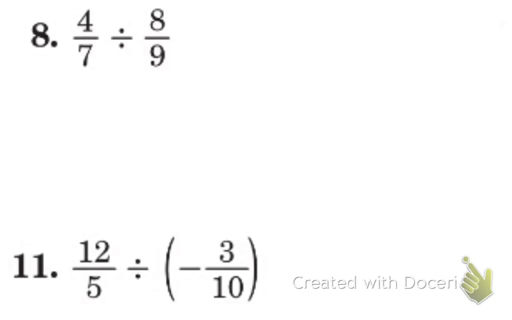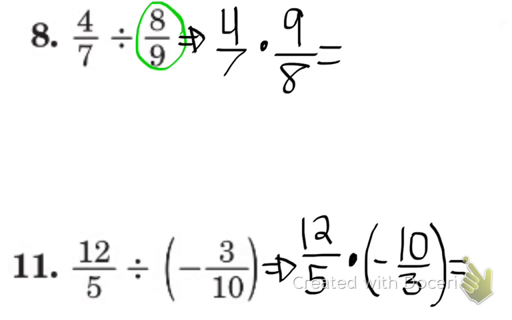Okay, we're now going to number 8 and number 11, and you're going to do the same thing. For both of these, flip them both at the same time. I'm going to set them both up right now to make sure we're clear on how to do that. You always only flip the second one, the one that you're dividing by. Okay, so I just set up both of them. Now use your multiplying skills to find the answers to both of these. So if you haven't already done so, hit pause and give these a shot.